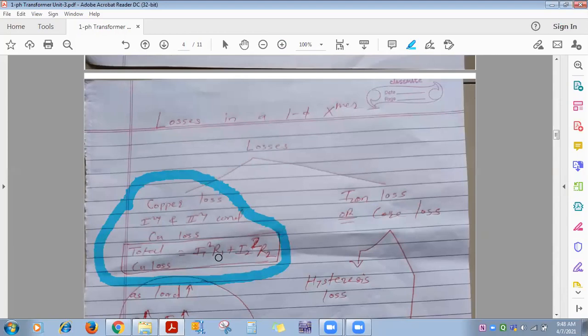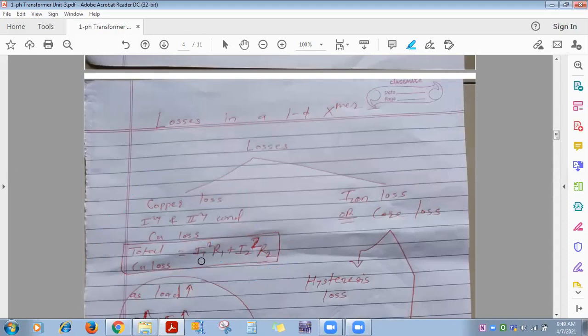What is the resistance of primary winding? Primary winding copper resistance R1. Secondary winding copper resistance R2. What is the current flowing through primary winding? I1. Current flowing through secondary winding? I2. So I1 square R1.